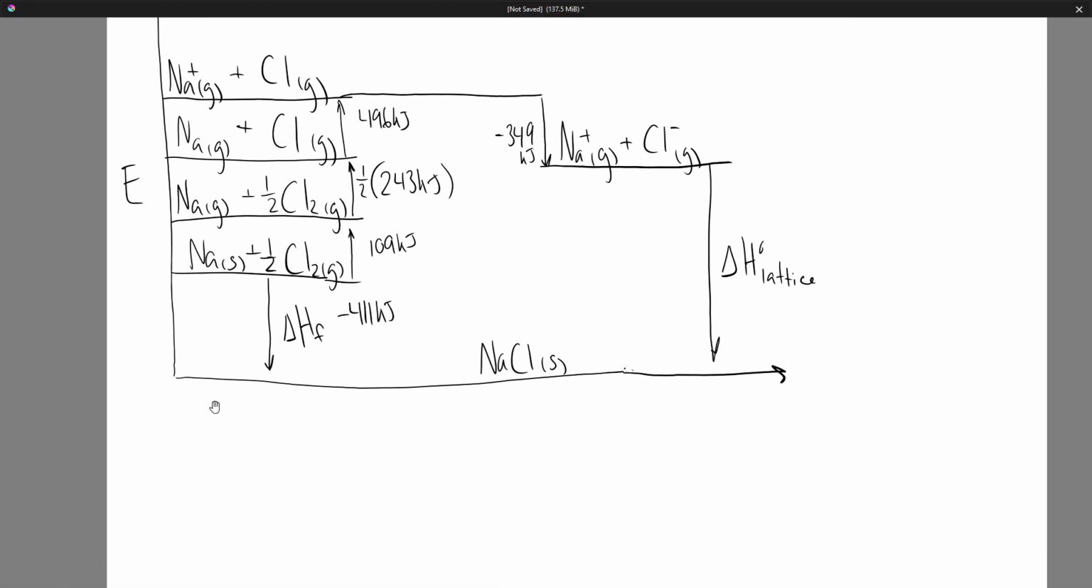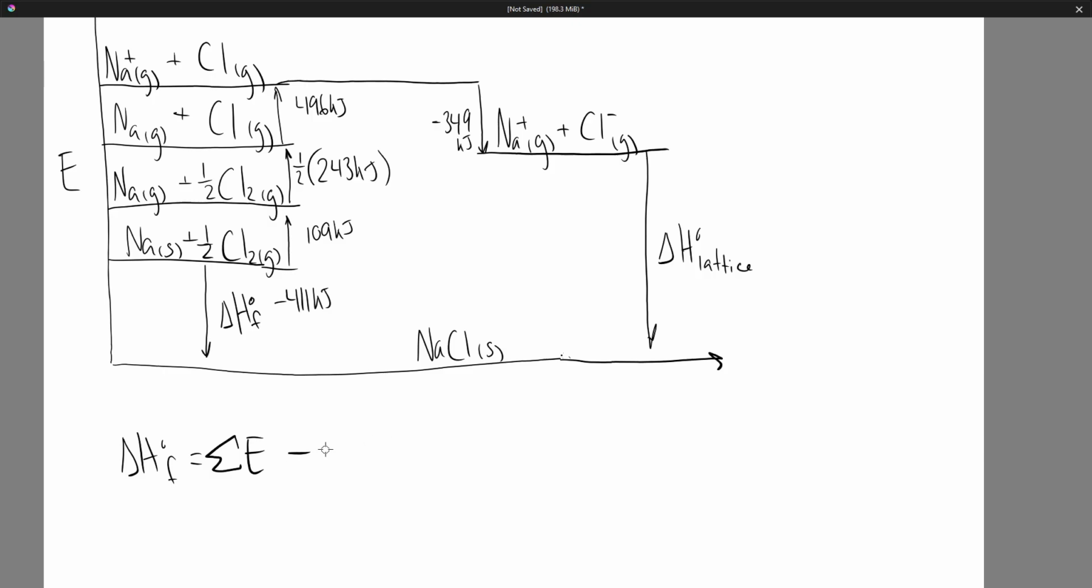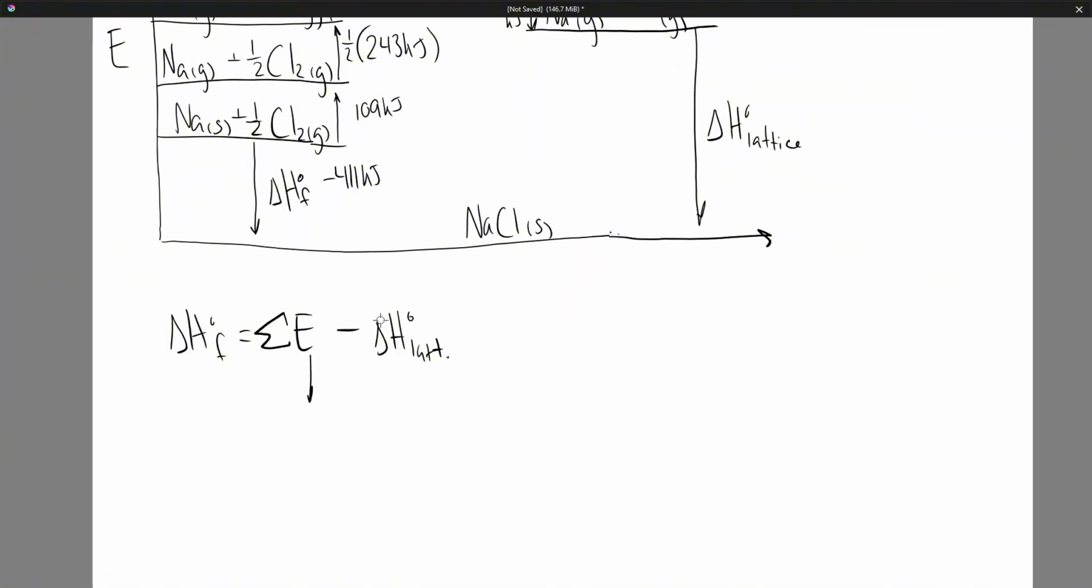So to solve for lattice energy, we rearrange the equation. The heat of formation is equal to the sum of energies, capital E, minus the lattice energy. So to solve for lattice energy, we just rearrange this, basically just switch these two. So lattice energy is equal to the sum of energies minus the heat of formation.